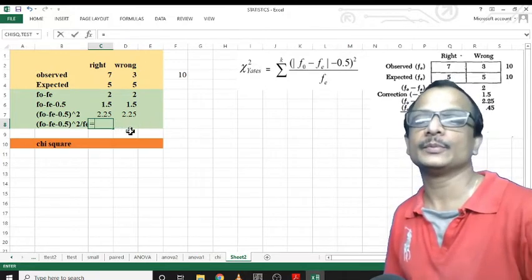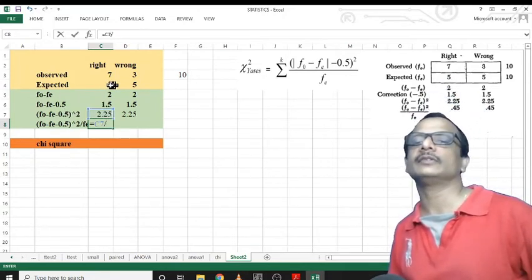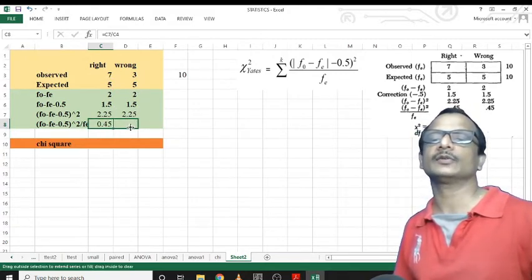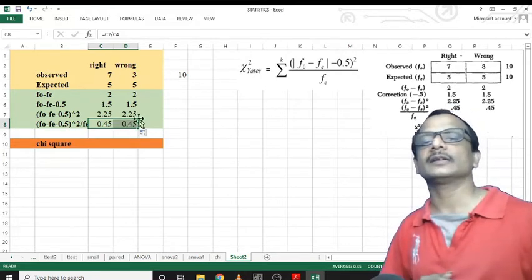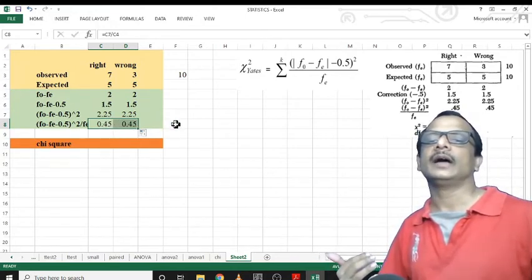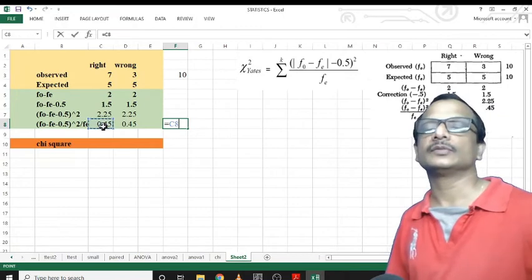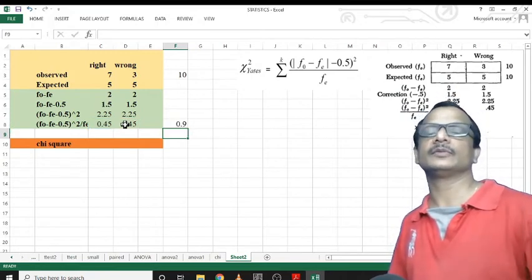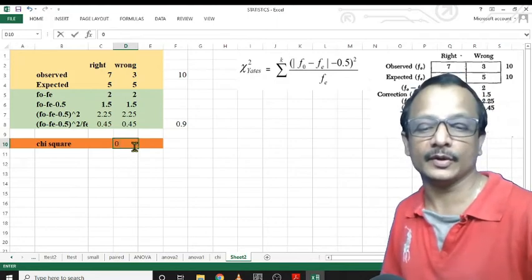That is equal to 2.25 divided by what is Fe here? 5. 5 is the expected value. Just click here, and this is the value now. Calculate the same for the wrong category also. We will get 0.45 here and 0.45 here, and just sum up this value plus this value, which gives 0.9. Here the obtained chi-square value is 0.9.